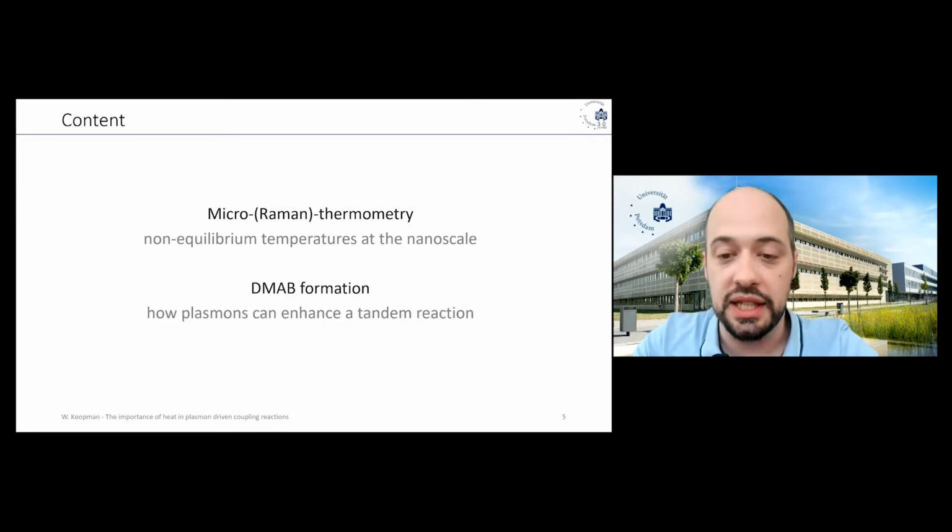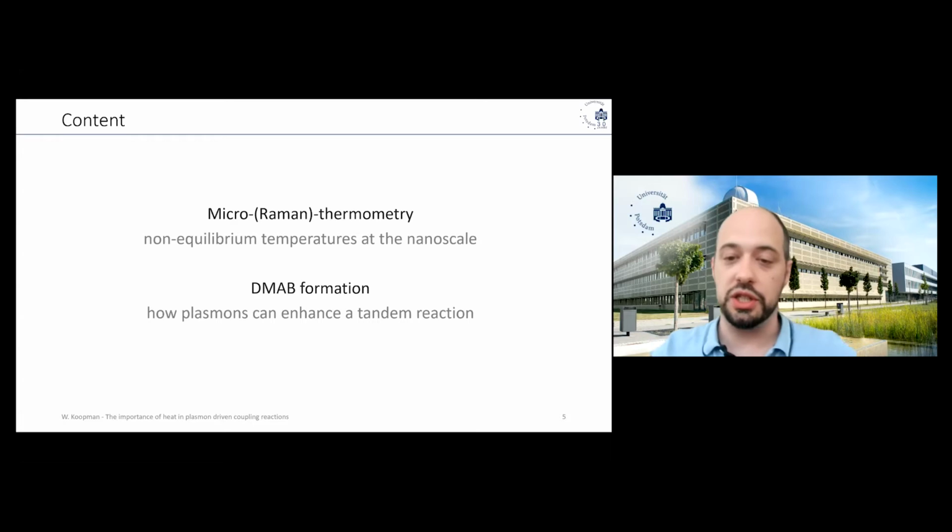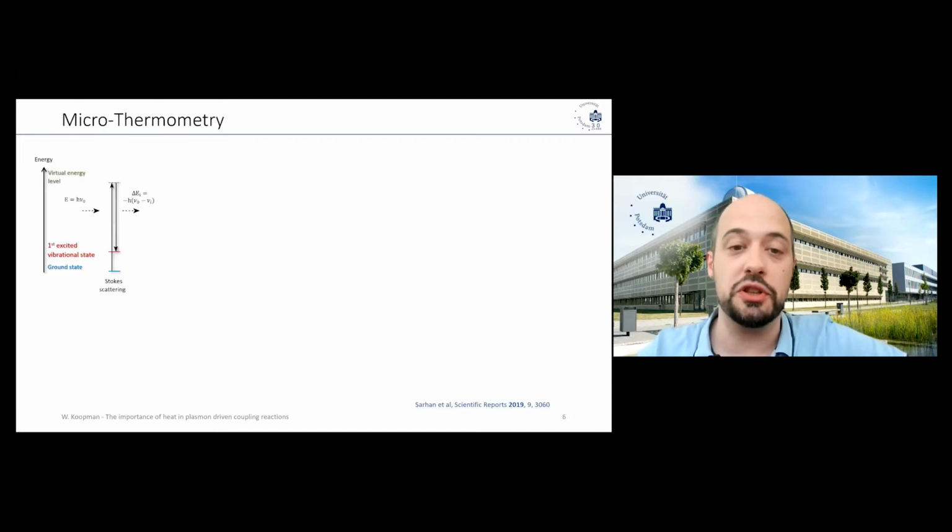And second, how we can use this temperature measurement to study a prototype reaction, the DMMB formation, and how a plasmon can enhance such a tandem-type reaction. But let's start with the thermometry. Usually, when we think about Raman scattering, most people think about the Stokes line, right? We scatter from the ground state via a virtual level to the first excited vibrational state, and we get the Stokes spectrum.